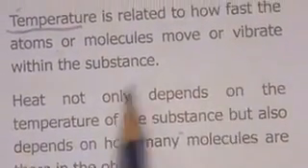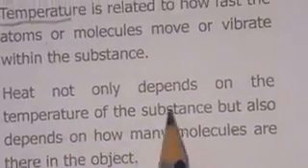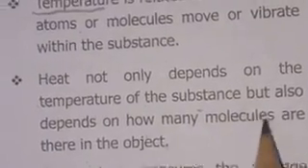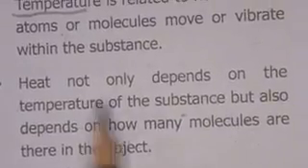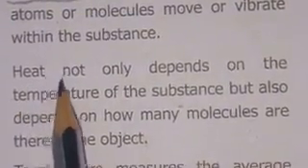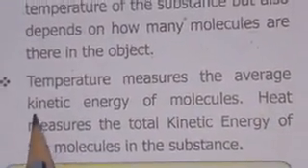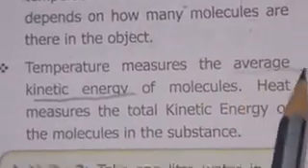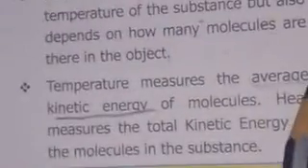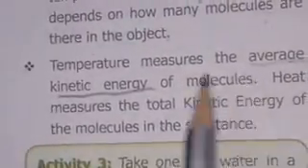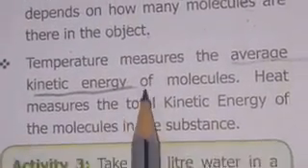So temperature depends only on the atoms and molecules. Am I correct? But heat is not like that. It depends on both, including how many molecules or atoms are present. Based on that only the heat occurs. The next one, temperature measures the average kinetic energy. Average means you divide the total by the number, and then you get the average value. So that indicates the temperature.